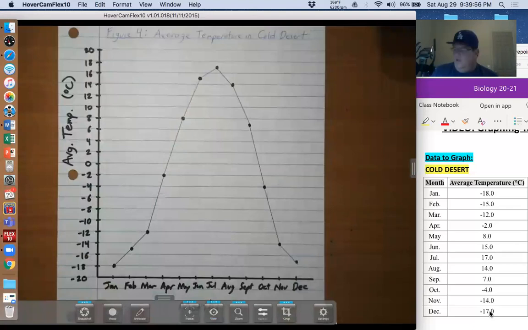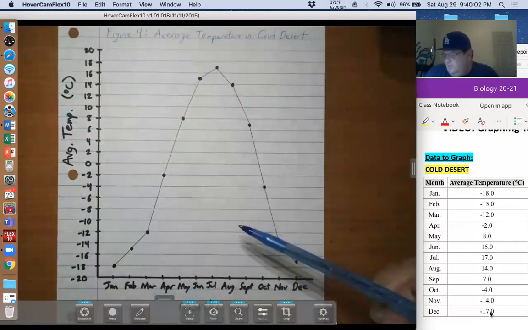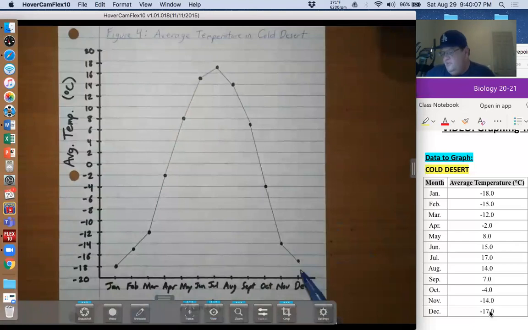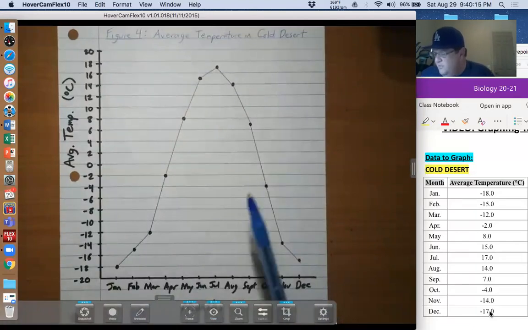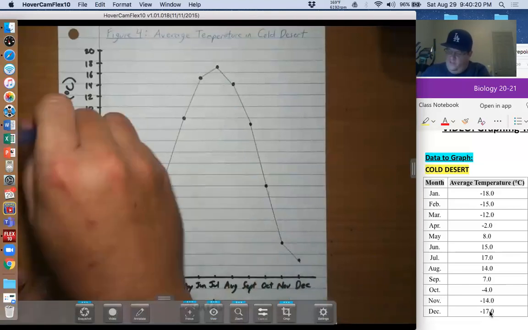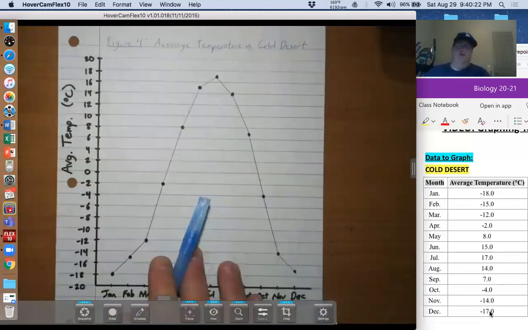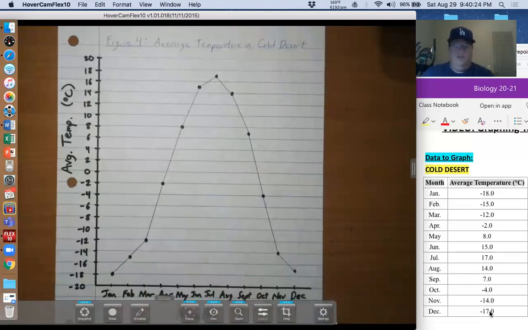So this is how the temperatures move in the cold desert. And so does it make sense? Yeah. January, February, and December are your lowest temperatures. Probably that's the winter time in the northern hemisphere. And then your hottest temperatures are June, July, and August, which we are in at the moment. So this all seems to make sense to me. X-axis is labeled, Y-axis is labeled. I have a title. My graph is done. I am good to go.